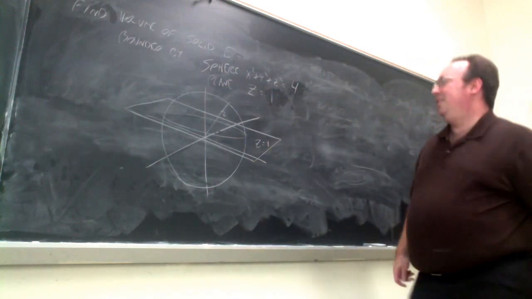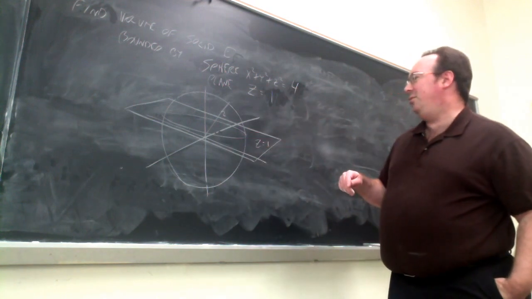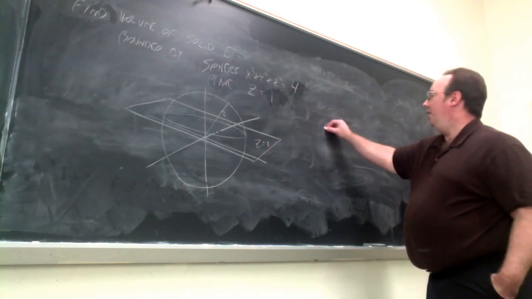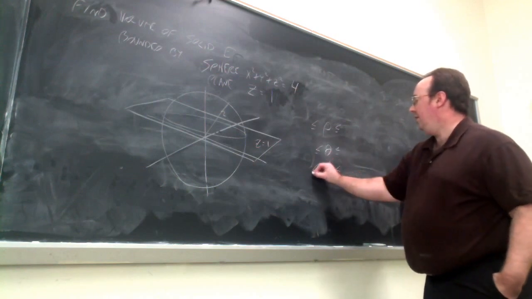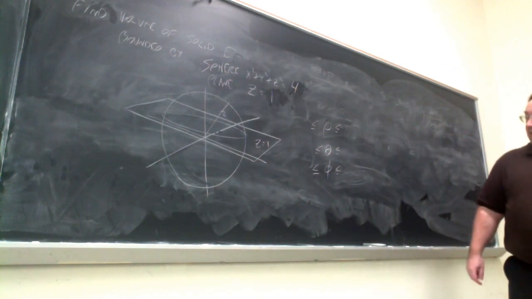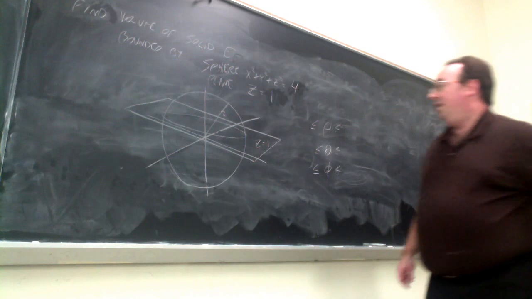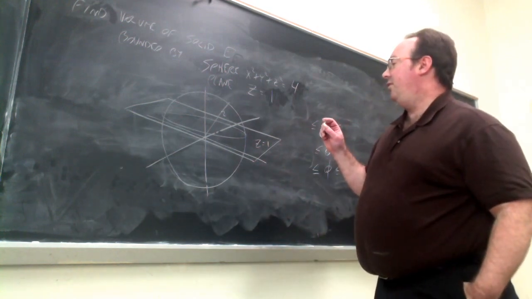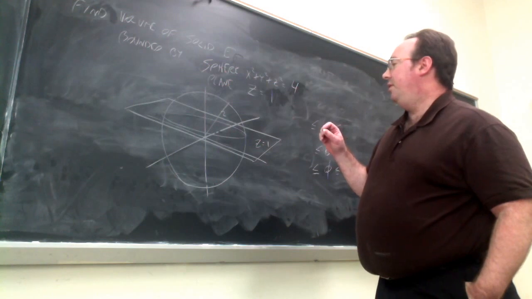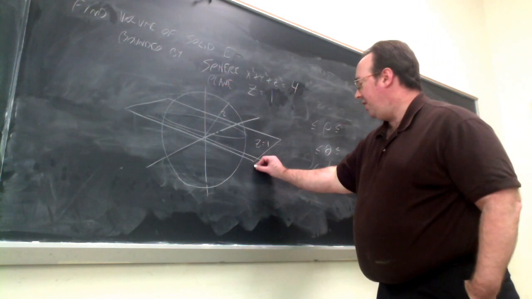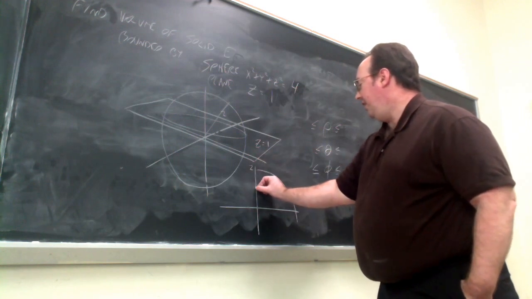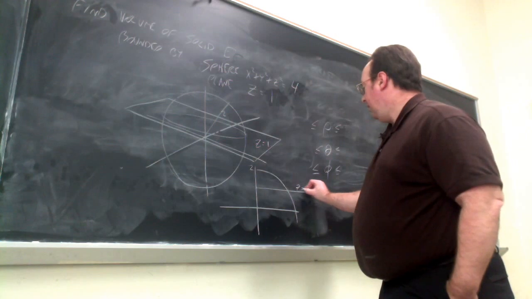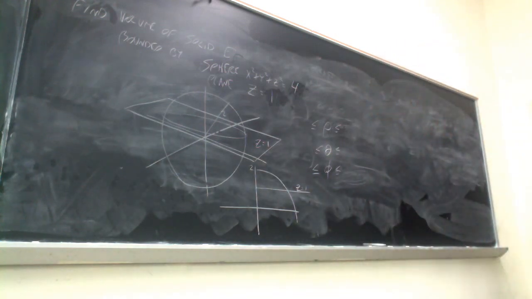Okay, so we have this kind of situation, and we need limits on rho, theta, and phi. So what's happening in this case, as far as the origin is concerned, if we draw a side view: here we have our sphere that goes up to 2, and then we have this plane z equals 1 cutting through that. So we have to figure out how this affects the limits.